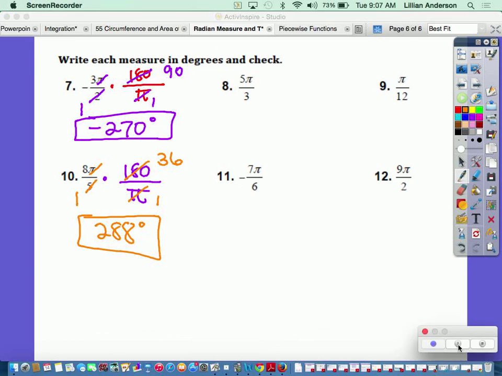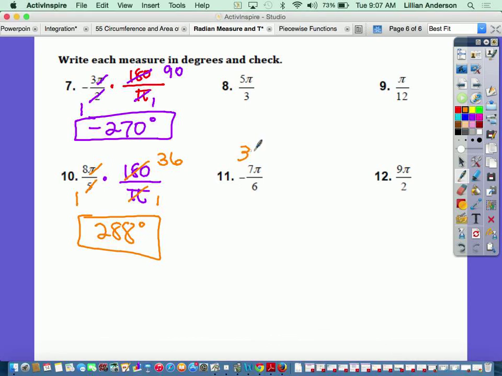All right, for number 8, 300 degrees. Anybody need to see that one work out? Okay. Let's see, pi over 12. What do you got to do for pi over 12? 15 degrees. Good. Negative 7 pi over 6. We're going in the clockwise direction. Negative 7 pi over 6. Did you get negative 210?